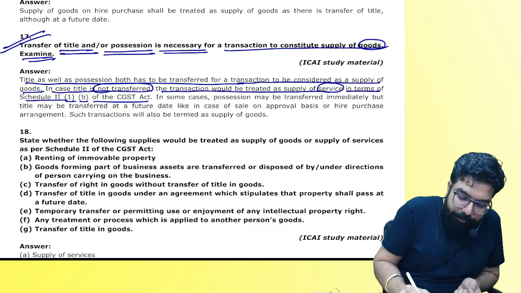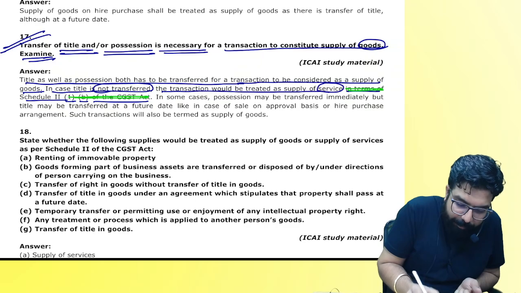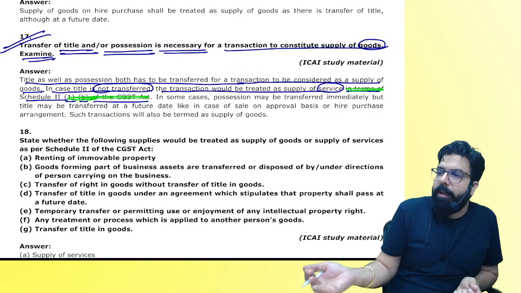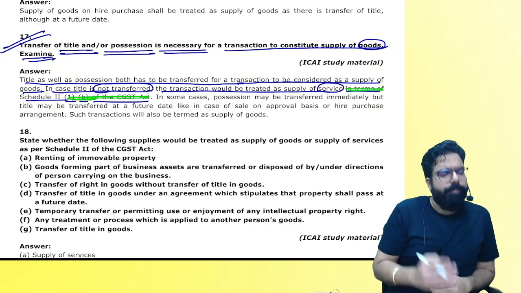Everyone over here, you don't have to write so much. You do one thing. In terms of Schedule 2, you can write in the exam: it will become what, everyone? Supply of. If you are giving someone the right to use, it will become supply of goods or supply of service?